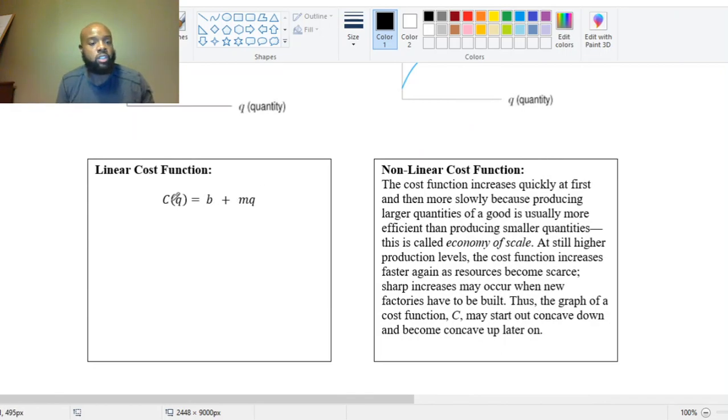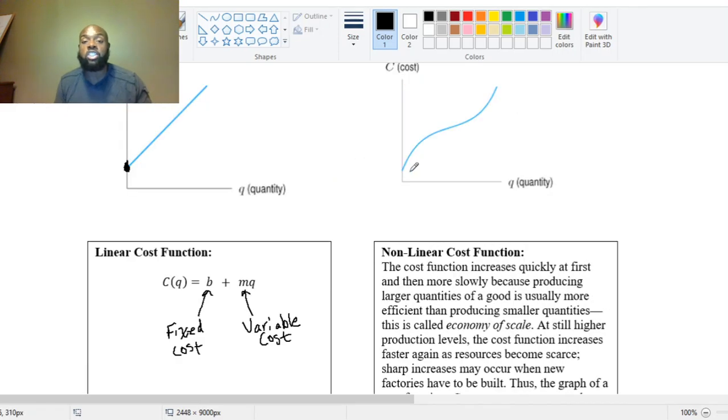C of Q, which is your cost as a function of the quantity of items you produce, equals your fixed cost plus M times Q. Remember, M was your slope and Q is your quantity of items. Multiply those two things, and that gives you your variable cost of producing items. All right, that's the linear cost function.